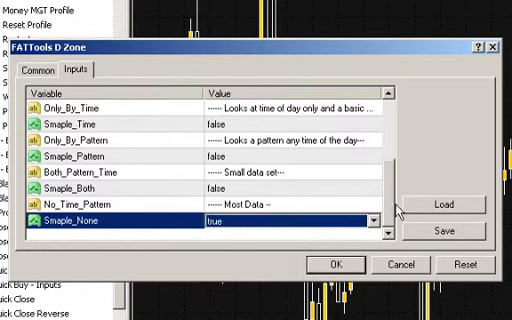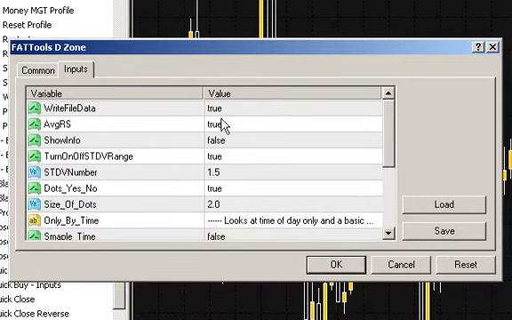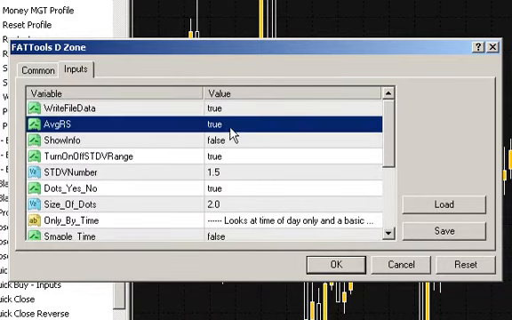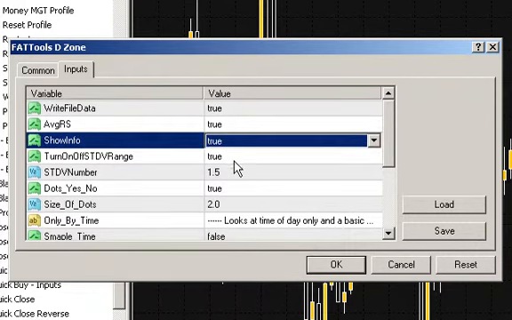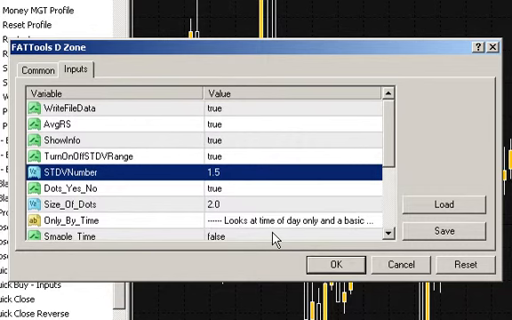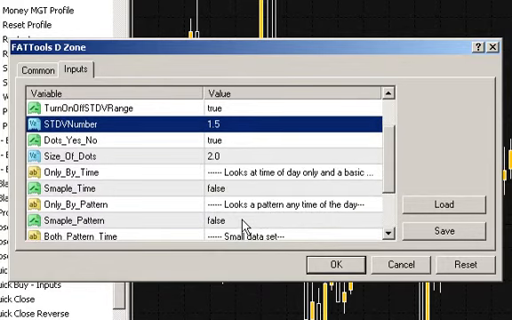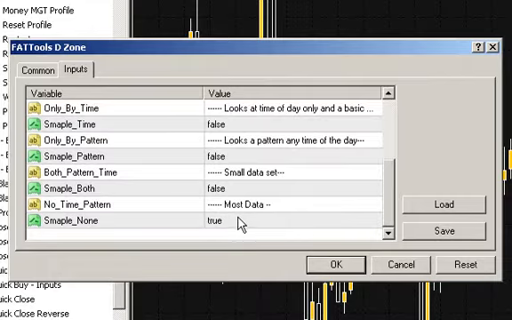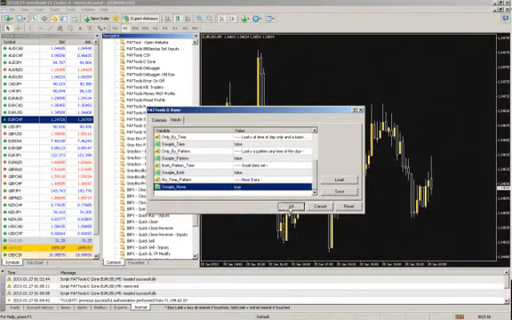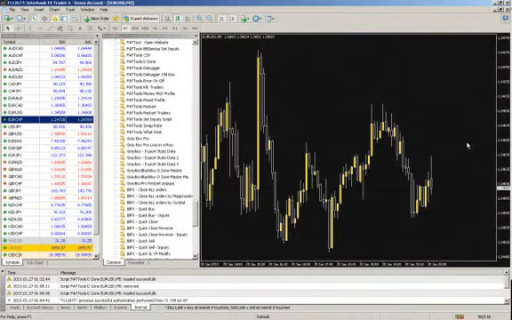Now, the inputs here do this. This is write the file to a data so we can confirm it, average it, show information true. This is a standard deviation box built to 1.5. Okay, 1.5 standard deviations. These little dots, we can show them up or not. And do we want to sample by time, by pattern, by neither, or both? Well, let's first do neither because it'll give us a ton of data points.